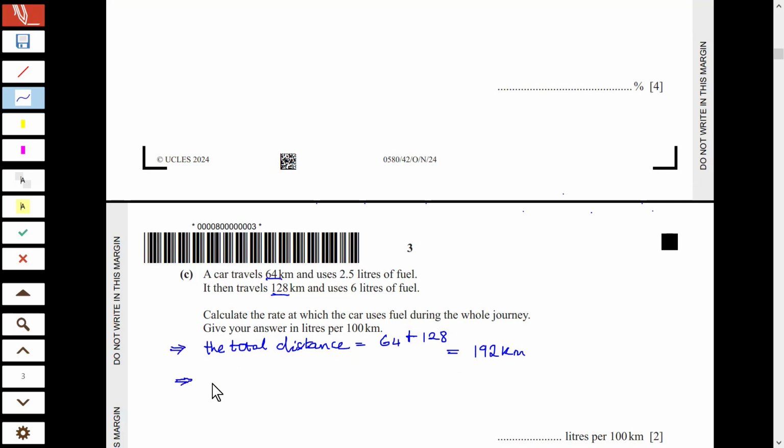Now for the amount of fuel consumed, we have the total will be 2.5 liters plus 6 liters. Now the total fuel would be 2.5 liters plus 6 liters, and this gives us 8.5 liters.